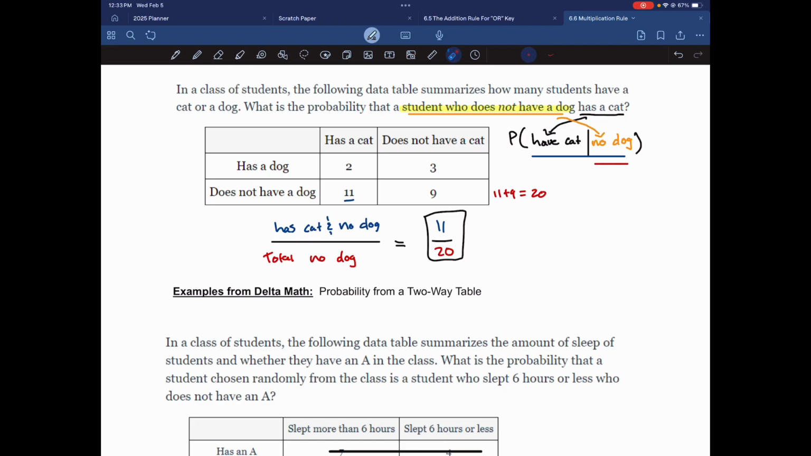But sometimes it might say something like, what is the probability that a student who has a cat given they do not have a dog? If it says given, then you'll just do it in order. So if this were to say given, this would be my first one, and this is my second one. But this one does not say given, so I have to switch them. Okay, so that might come up on Delta Math, so just make sure we're looking out for that.